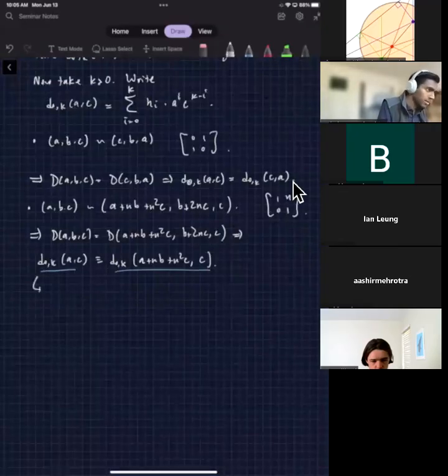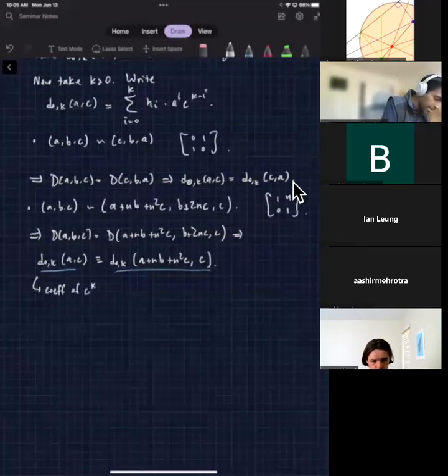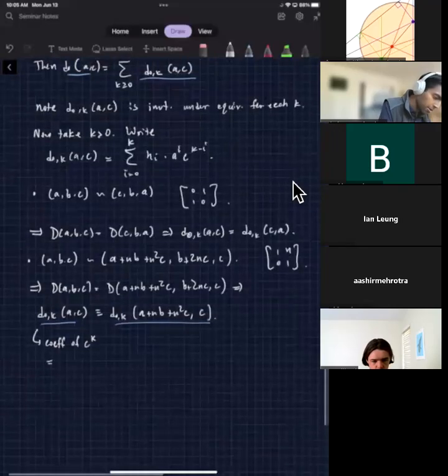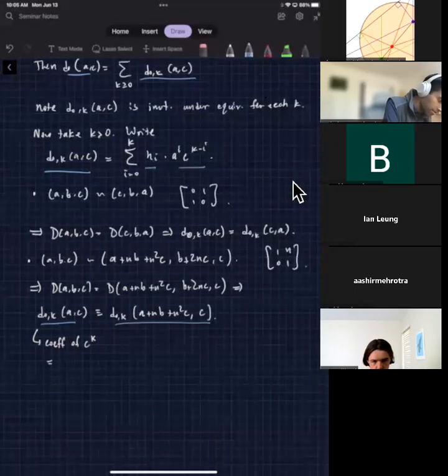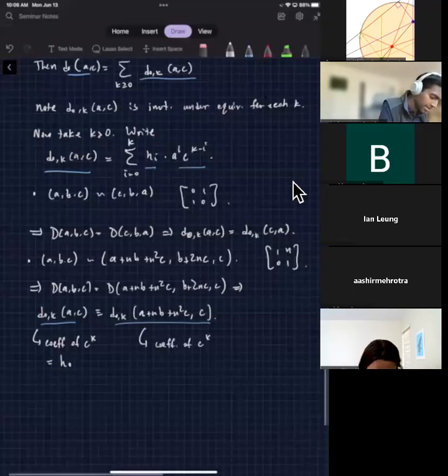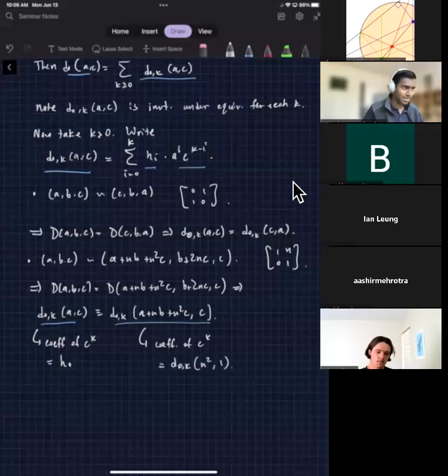The thing to note about the polynomial on the left is the coefficient of c to the k. If we look at the definition up here, c to the k corresponds to h0. So the coefficient of c to the k is h0. If we look on the right-hand side, what's the coefficient of c to the k? You can check the computation: it is equal to d naught k of (n², 1).